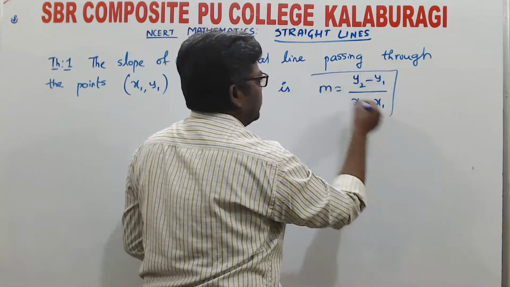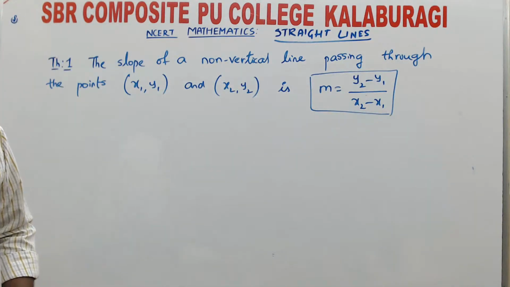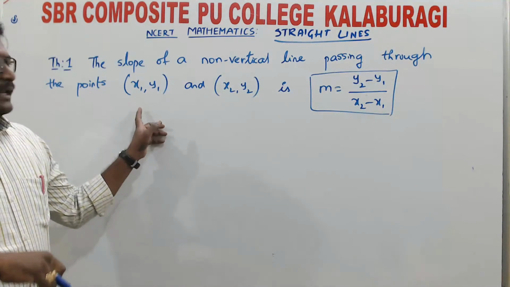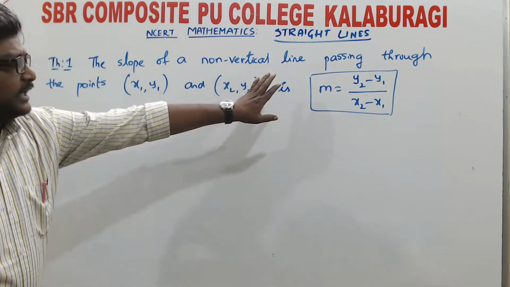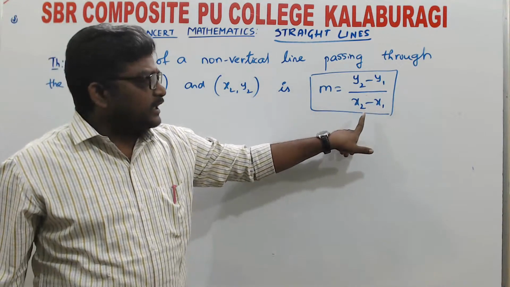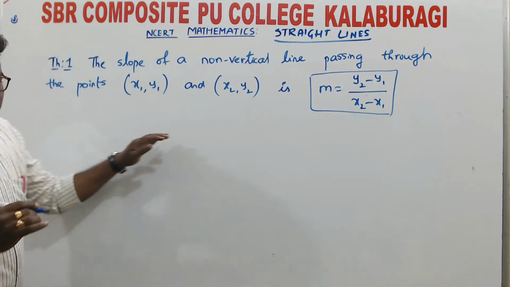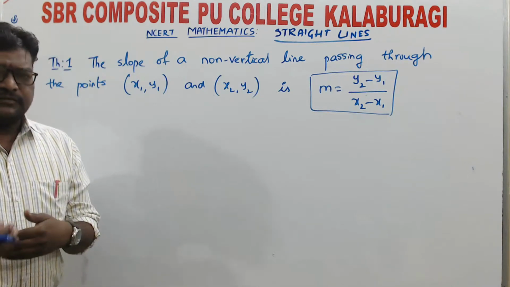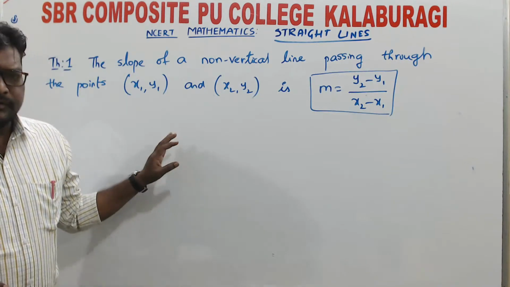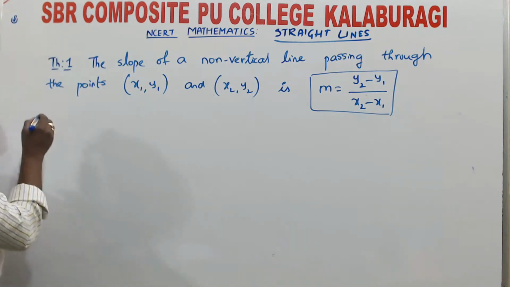This is the formula. Until now we have learned the slope of a line when we know the angle. Slope of a non-vertical line when we have 2 points. What is the formula? m equals y2 minus y1 by x2 minus x1. These proofs are not important. For our concept-wise learning, we are learning the things. From the exam point of view, they will not ask these theorem proofs. Which are important, I will tell you.